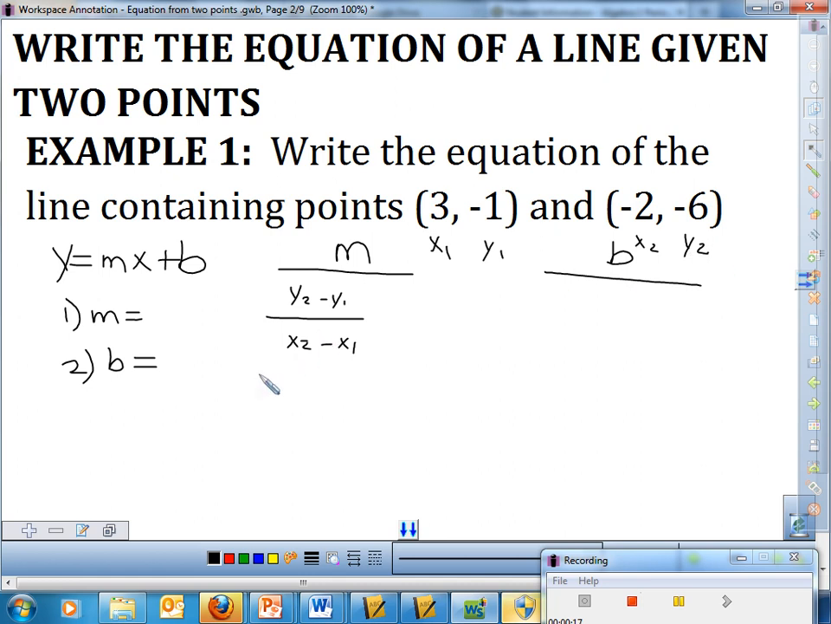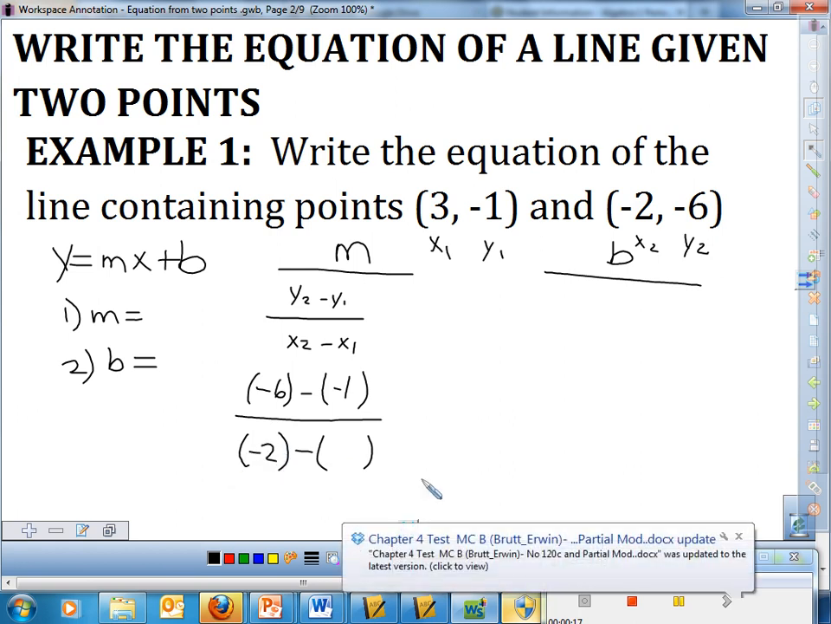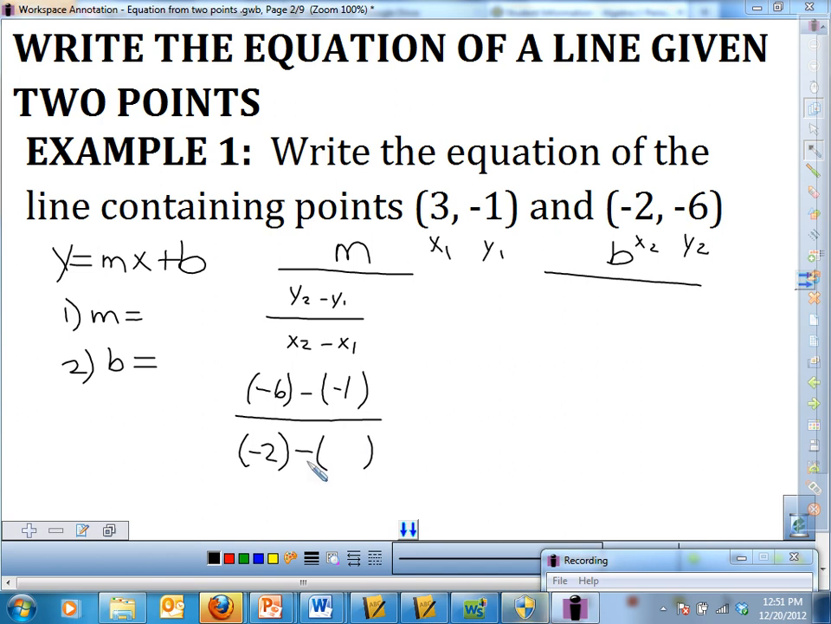And then I'm going to write out my equation without putting any numbers in because I want to make sure that I don't make the common mistake of just putting minus. I want to put minus a negative if it happens to be negative. So my y2 value was a -6. My y1 value was a -1. My x2 value was a -2. And my x1 value was a +3.